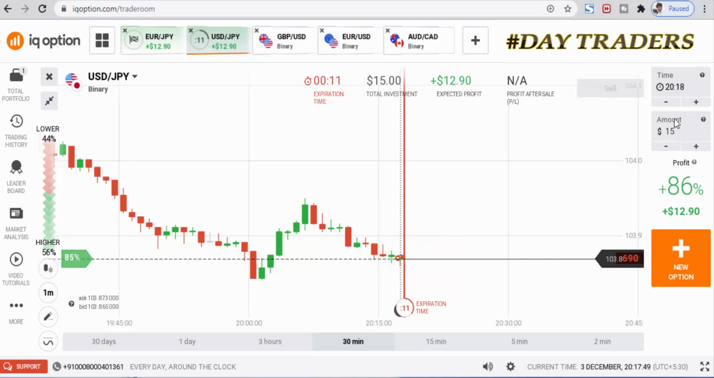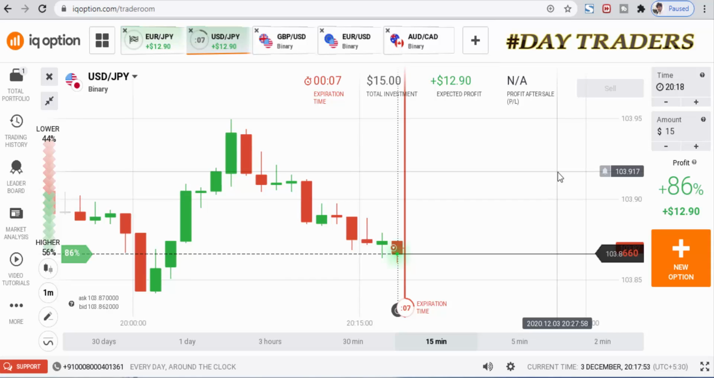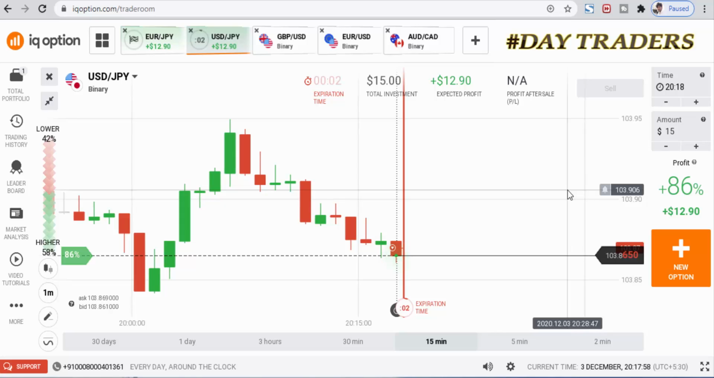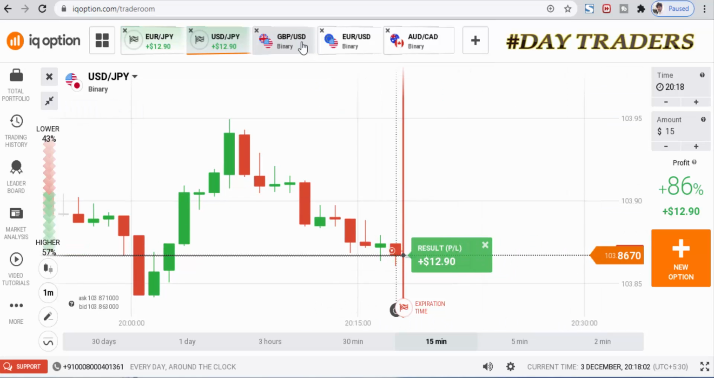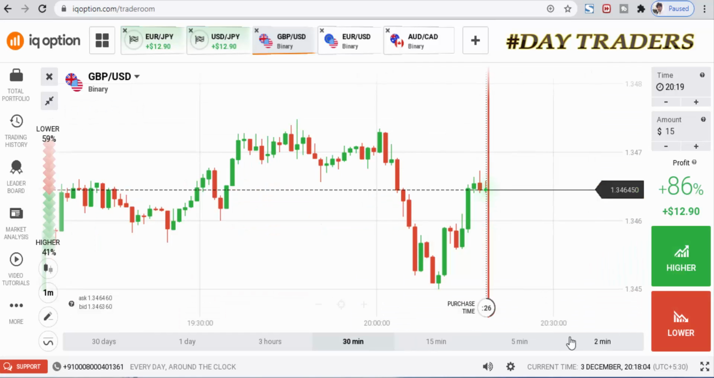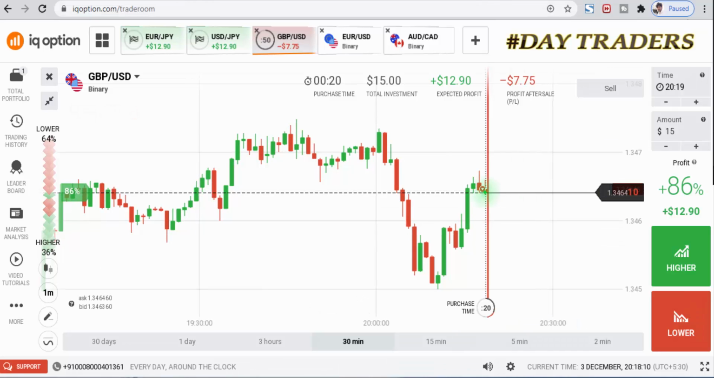Let's see, we have 10 seconds only. Okay, and this is also a winning trade. Check the next pair. So I'll place a lower option. Okay, I'll place a lower option.